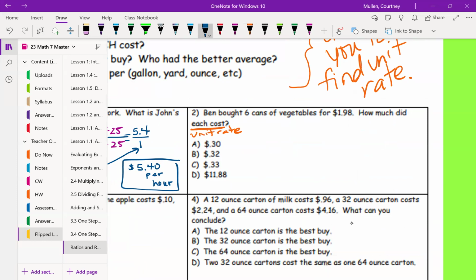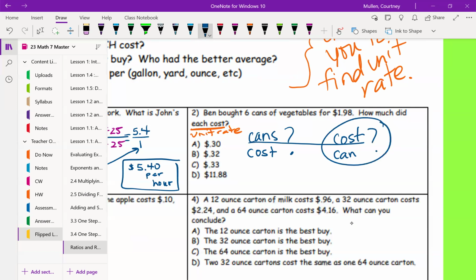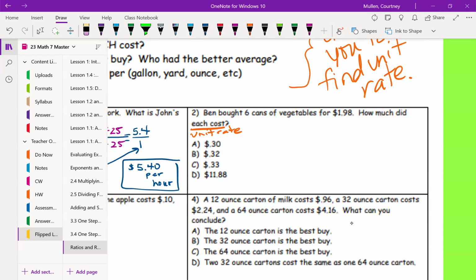What are we comparing? Do we usually say cans per cost? Is that what our labels would say? Or might we say actually cost per can? Oops, cost per can. Which one do we usually say? This one, cost per can, right? How much does it cost per can? So those are the labels that we're going to use, cost per can.